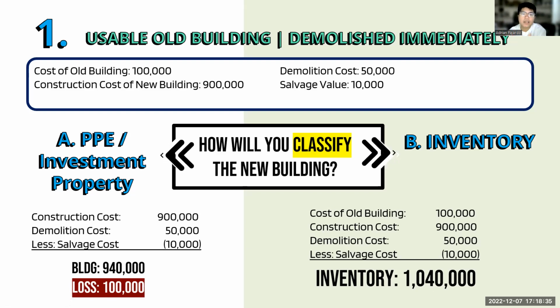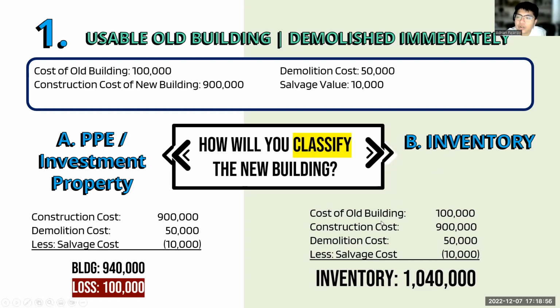So again, you ask yourself, how do you classify the new building? If the new building will be classified as PPE or investment property, then the building is at 940,000 and a loss of 100,000. However, if it's an inventory, right? You classify the new building as inventory.